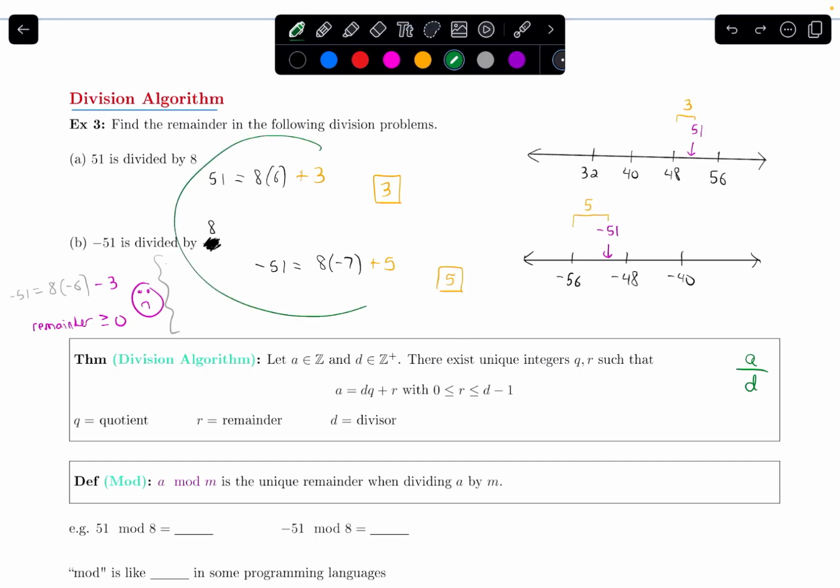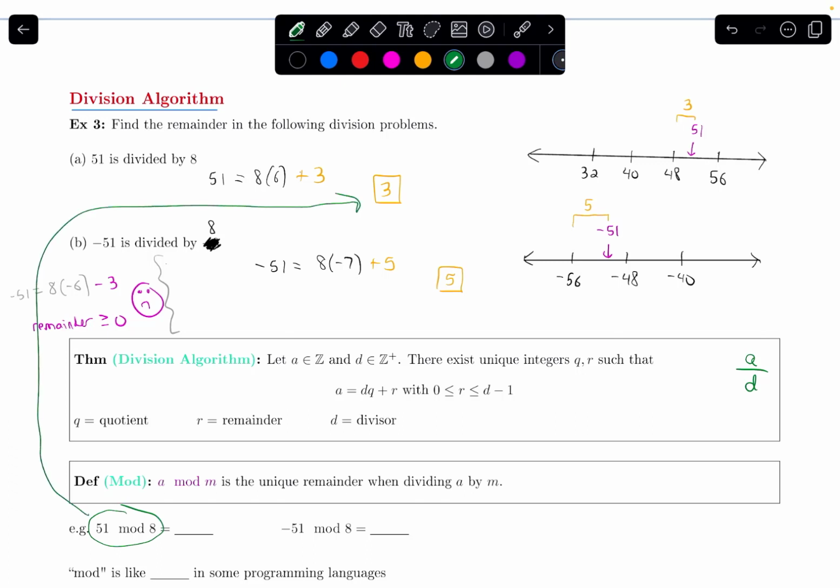We're seeing it happen in this example. So we're ready for the key definition: what's called a mod. When we write A mod M, that represents the unique remainder when dividing A by M. For example, 51 mod 8 means, what's the remainder when I divide 51 by 8? We know that's 3 because we got it up here. And for this next one, what's negative 51 mod 8? That remainder was 5.